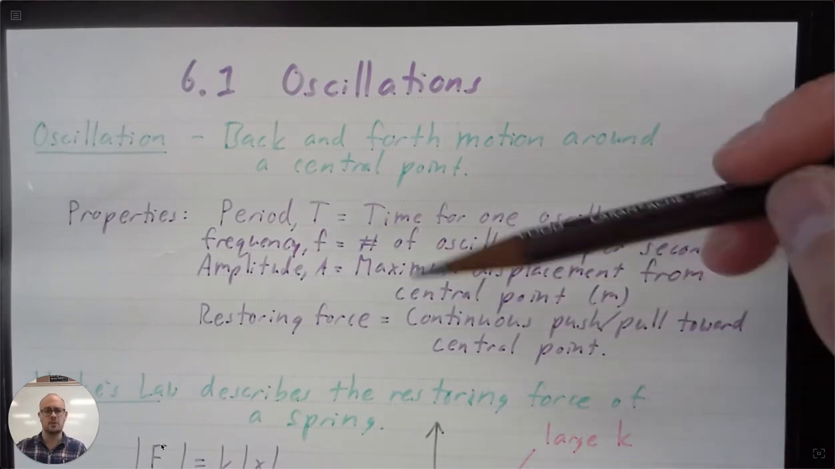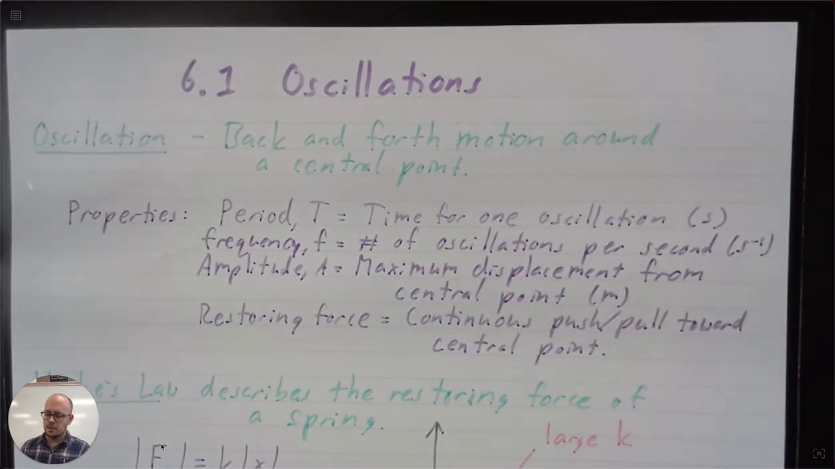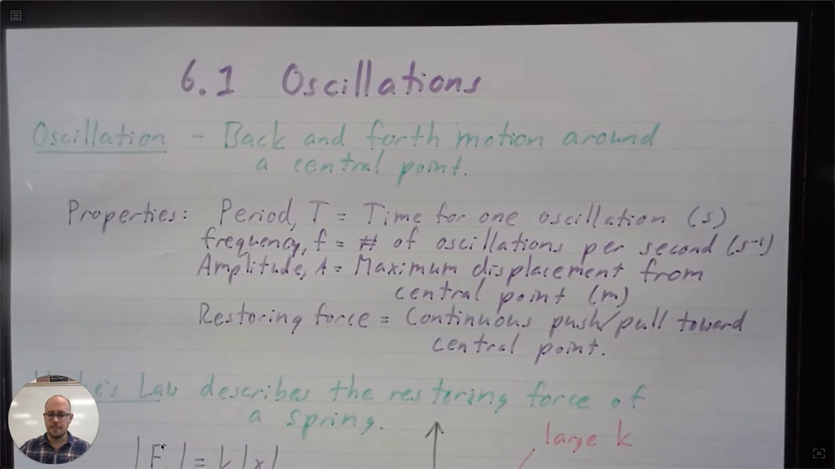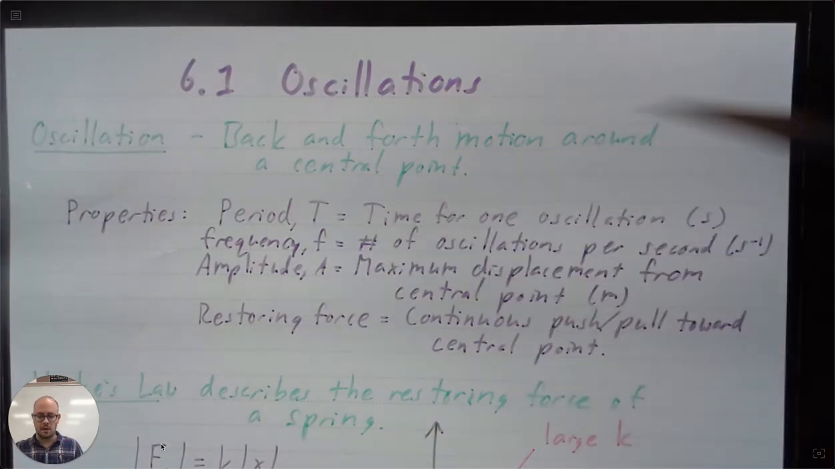Amplitude is relatively new. I think we saw it in a couple of problems, but amplitude is the maximum displacement that an object that's oscillating has relative to the central point. We often refer to that as the equilibrium point, but central point's pretty good. Amplitude is a measurement in meters, and generally it's measured from the middle out. The amplitudes for the oscillations we're going to study are the same no matter which direction you measure them.